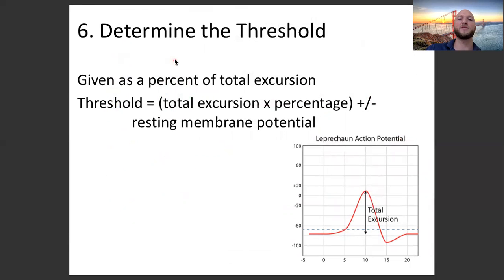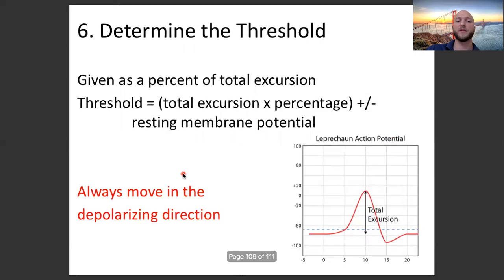Moving right on. Determine threshold. Threshold is given as a percentage of total excursion. So there are a few steps that we have to do to get threshold. Threshold is equal to total excursion, what we calculated in number 5, times the percentage of total excursion, which will be given to us, plus or minus the resting membrane potential. We have to do some thinking to figure out if we want to use the positive or the negative sign here, because in some situations we'll want to add, and in some situations we'll want to subtract.